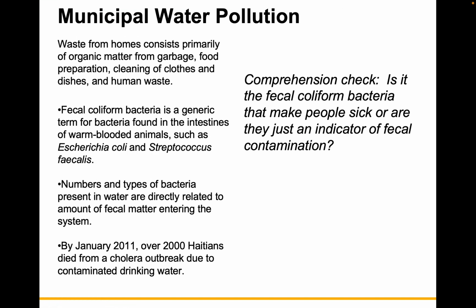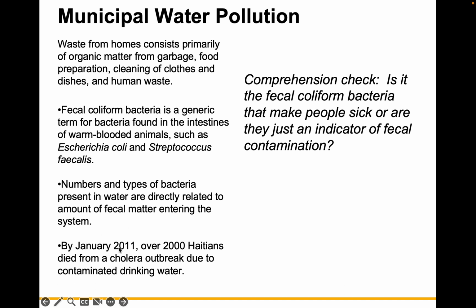All right, waste from homes consists primarily of organic matter from garbage, food prep, cleaning of clothes and dishes, and human waste. Fecal coliform bacteria is a generic term for bacteria found in the intestines of mammals, things like E. coli and Streptococcus faecalis. Numbers and types of bacteria present in water are directly related to the amount of fecal matter entering the system. This would be like if a beach is closed because of high E. coli counts.